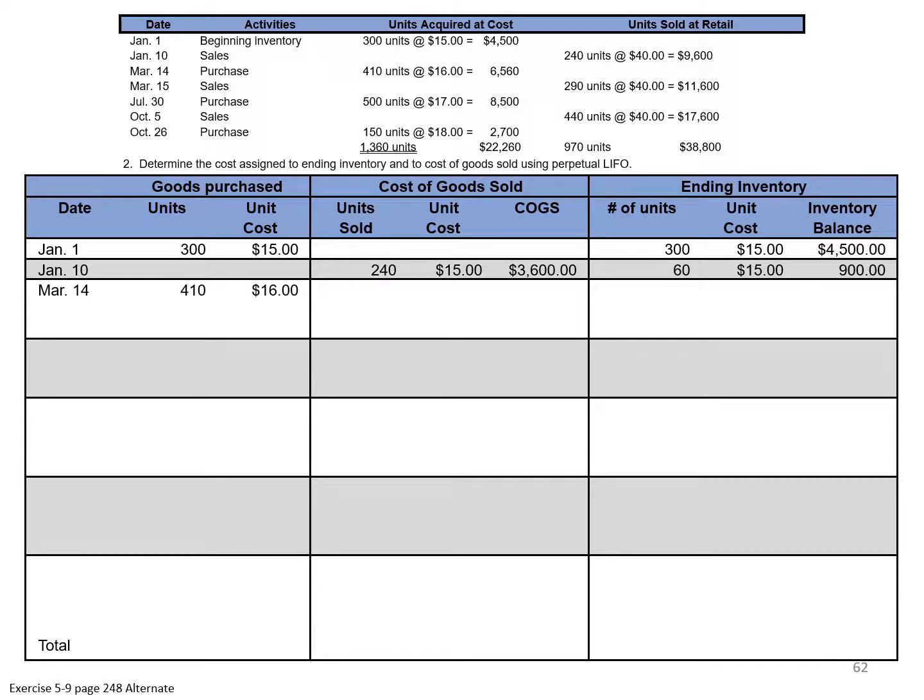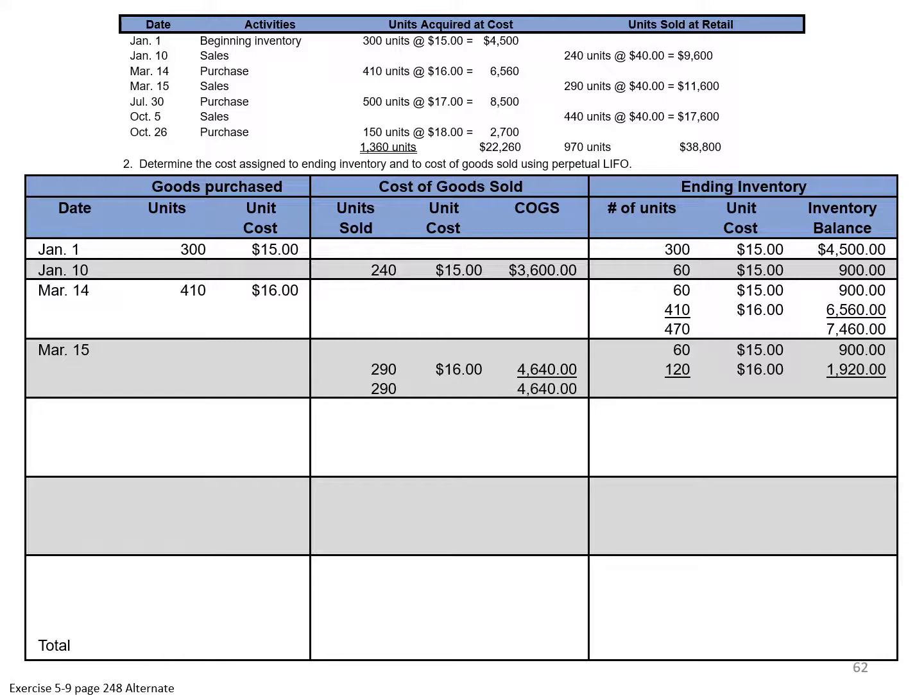Then on March 14th, we bought 410 at 16. So our ending inventory consists of the 60 that are left from our beginning inventory at $15, plus our 410 at $16. Total of 470 units, or $7,460 of cost. Then on March 15th, we sell 290 units under the last in, first out method. We're going to sell all 290 from our $16 price point. So 410 minus 290 means we have 120 left in our ending inventory at that $16 price point. And then we still have the 60 left from our beginning inventory at $15 price point.